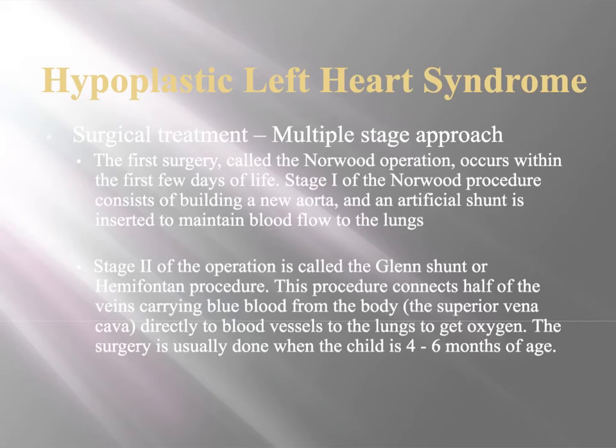Okay. Stage 2 is going to be done typically around 4 to 6 months, but again, this could change depending on the surgery and the doctor and the baby. This is called the Glenn shunt or the hemifontan. This procedure connects half of the veins carrying the blue blood from the body, so the deoxygenated blood from the body, so the superior vena cava, directly to the blood vessels of the lungs so we can get that oxygen going. Like I said, this is sometimes done around 4 to 6 months of age.